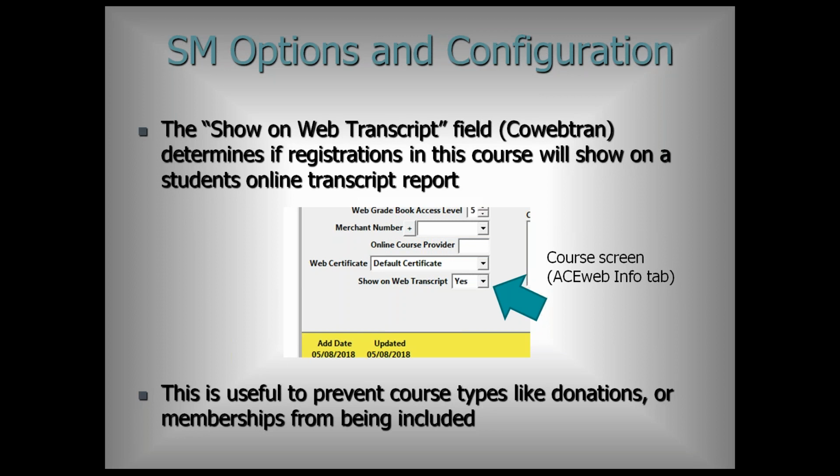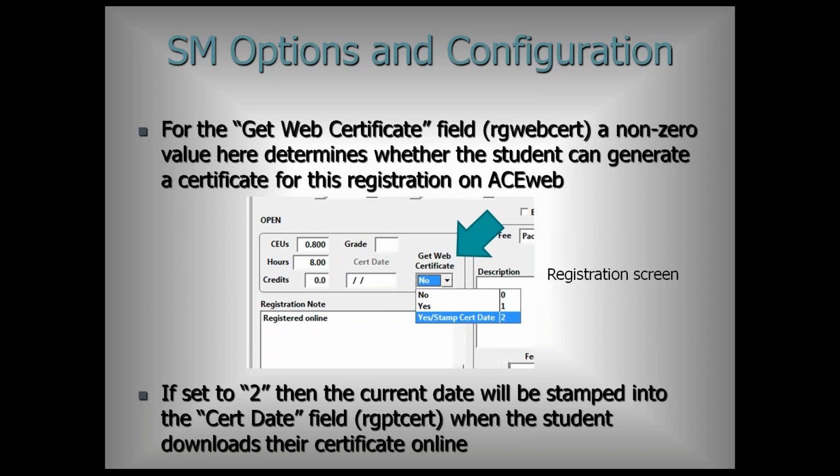And the last Student Manager configuration option is on the registration screen. So when a student enrolls in a course, there is a field called Get Web Certificate or RG Web Cert. What this does is if you have a non-zero value in this field, it's going to control whether the student can generate a certificate for this particular registration. So obviously by default, this is going to be a 0 or a no. And so you will then enable this registration to be eligible for the student to go and print their own certificate on ACEweb.